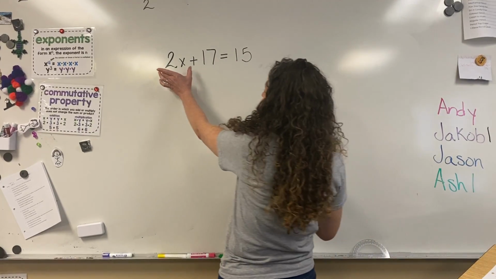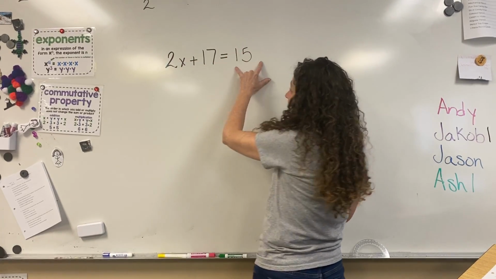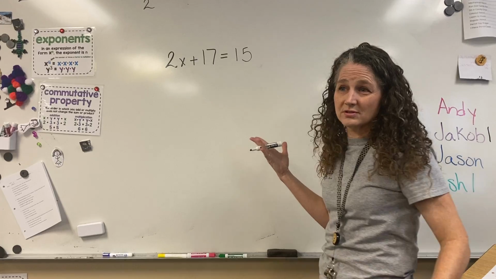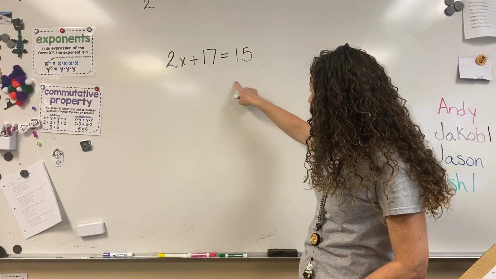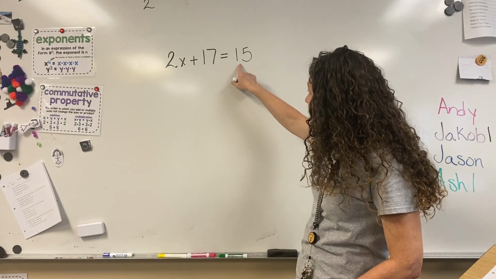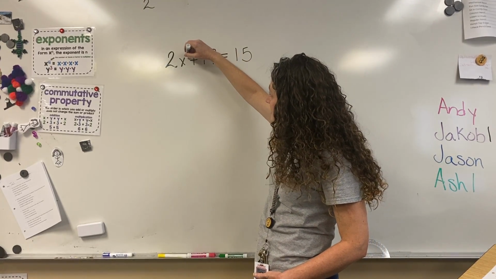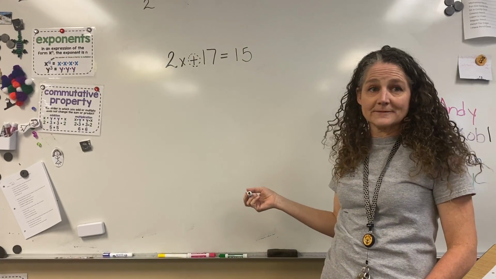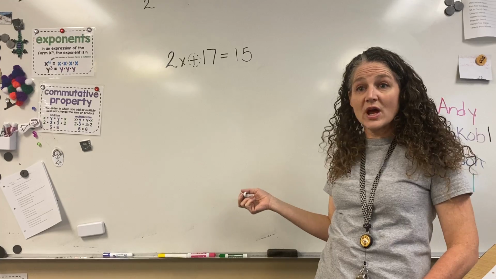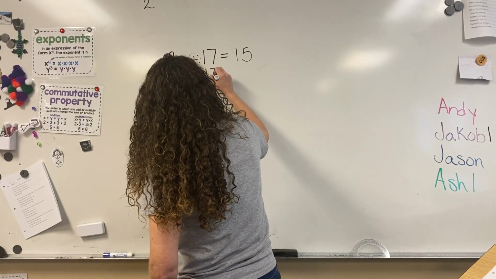But this is a constant, and 15 is a constant. So we need to separate our variable term from our constant term. Do I have any variable terms over here? Do I have any x's? No. So I want to get my constant terms together, and that means moving this 17 over. There is a plus in front of the 17. What undoes addition? Subtraction undoes addition. So I'm going to undo this addition with a subtraction.